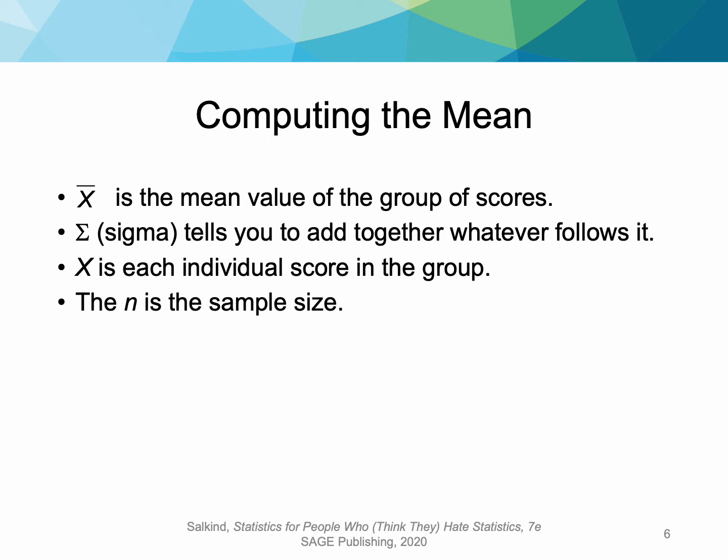The symbol sigma is the summation sign, which tells you to add together whatever follows it. The X is an individual score in the group of scores. A lowercase n is used to indicate the size of the sample from which you are computing the mean.